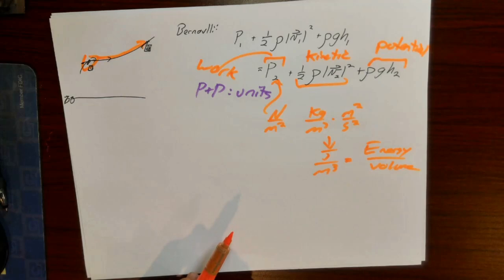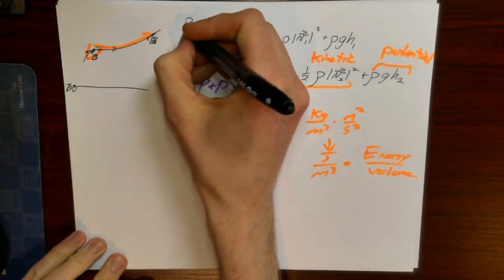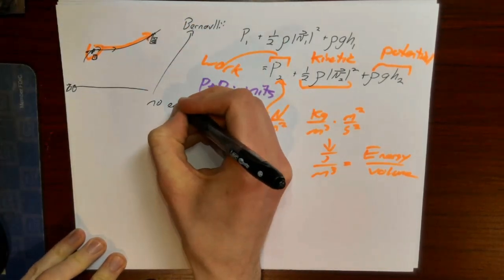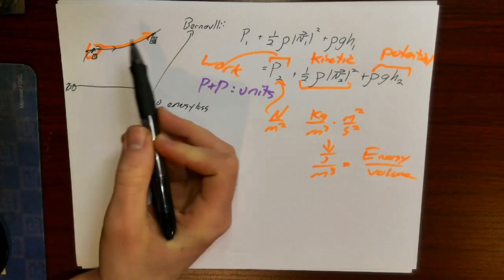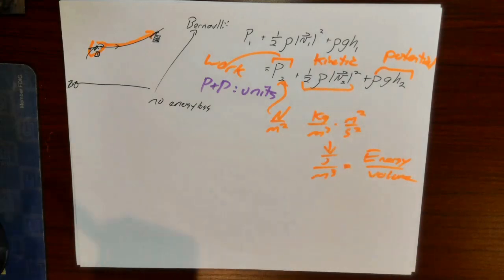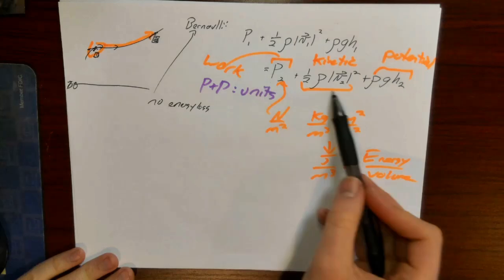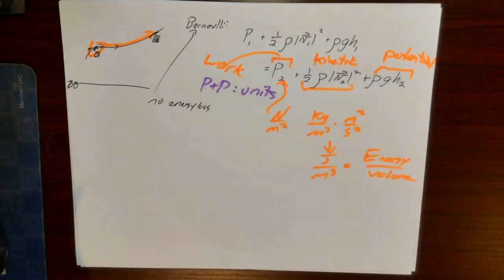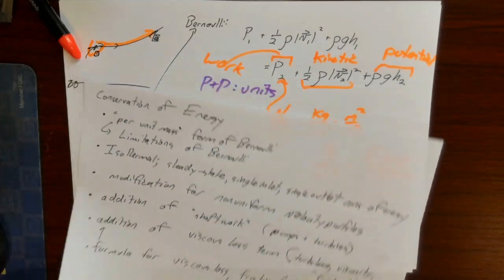The work that pressure does causes a change in its kinetic and potential energy. If you have a system where you assume there's no energy loss, then all of the work that goes into pushing something from one point to the other is accounted for by a change in the sum of the kinetic and potential energies of the fluid. So if we assume no energy losses, energy is conserved in terms of the work done purely changing the kinetic and potential energy of that fluid. So this is conservation of energy.